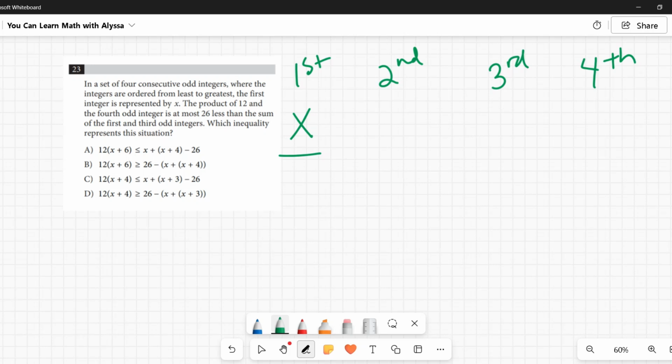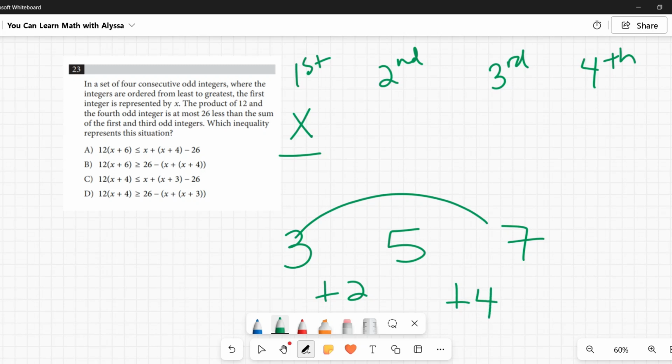Let's put a real number in here and say, okay, if this was 3, how would I get to the next odd integer of 5? I would add 2. Then to get to the next odd integer of 7, I would add 2 again. So to get from 3 to 7 would be adding 4. Then how about 9? I would add 2 again. So to get from 3 to 9, I'd be adding 6. That is how we're going to represent them, because we only have the first integer being x.